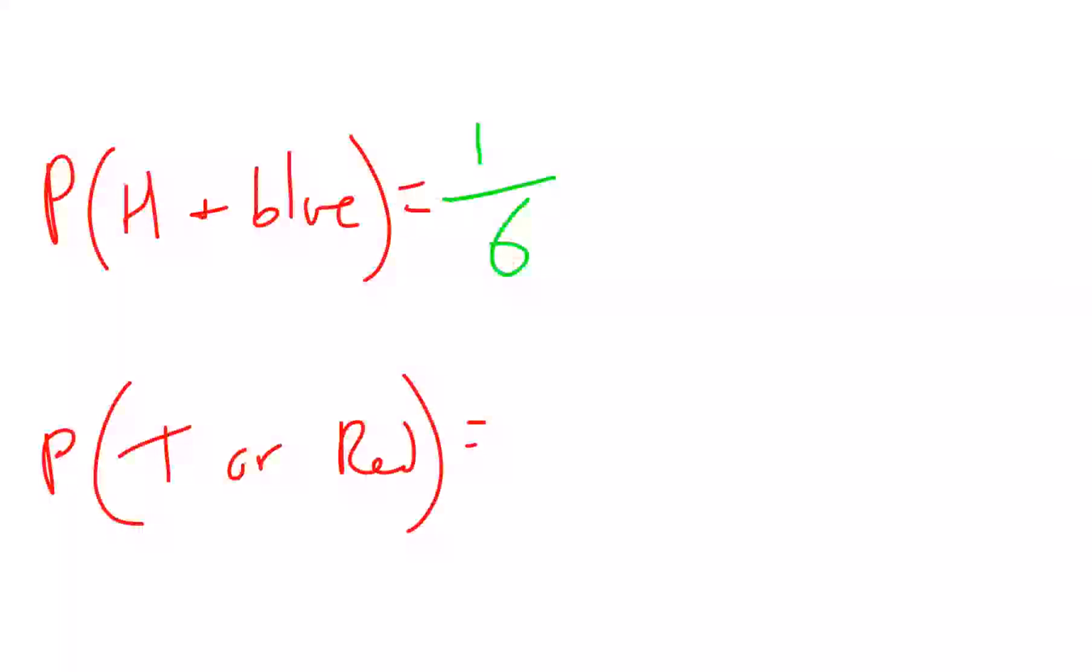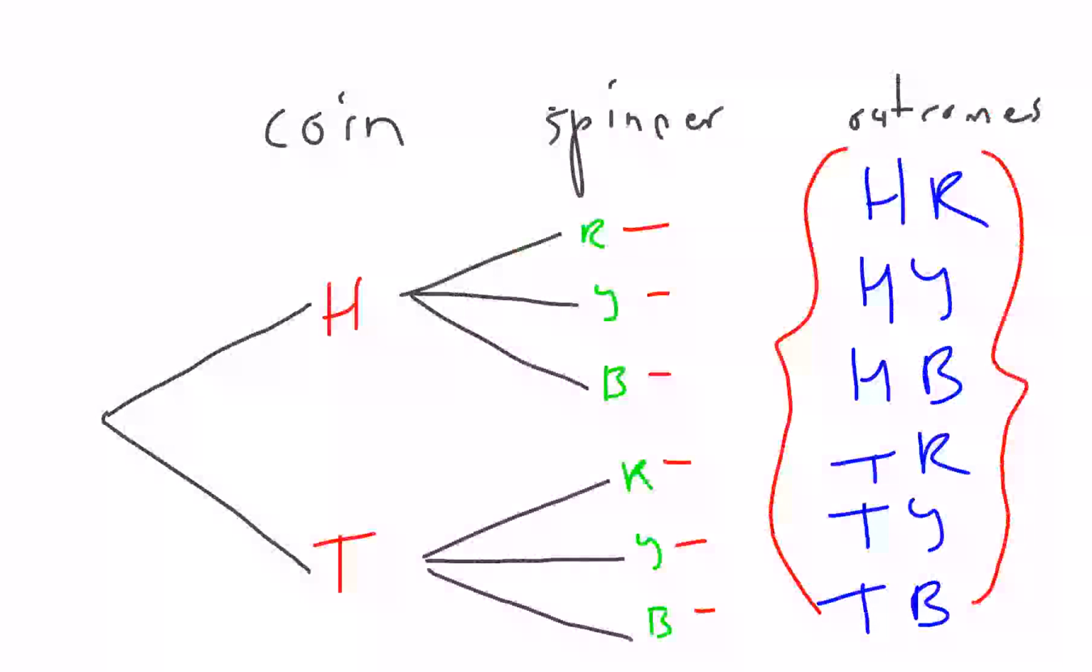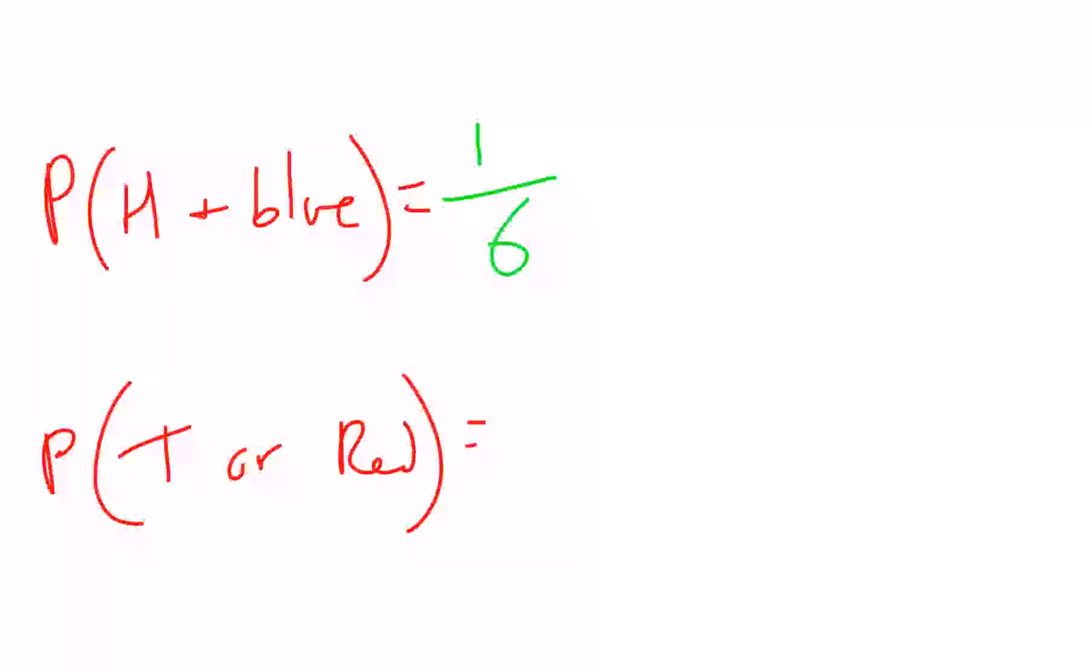The next question wants to know what's the probability of getting tails or red. This is or, so any of the ones that have tails is fine, and also any of the ones that have red is fine. Of course, we don't count this one twice. That's 4 possibilities of tails or red, out of our 6 possibilities. Simplify the fraction, that's 2/3.